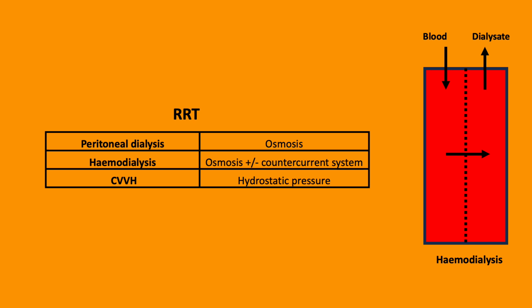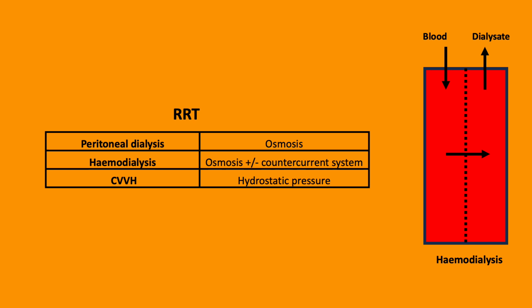Renal replacement therapy is a real-life example of the use of osmosis for both peritoneal and hemodialysis, while CVVH requires high hydrostatic pressure. Hemodialysis allows the removal of small solutes by diffusion and osmosis between the blood and dialysate until toxic waste products are cleared, i.e. urea and potassium.